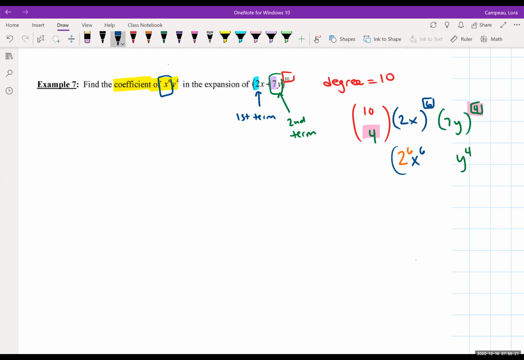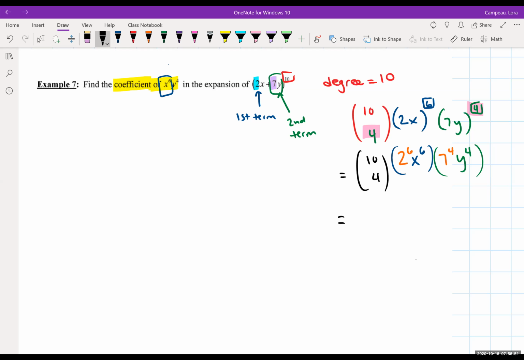That would get multiplied by, well, how do we get y to the 4th? We still have to get 7 to the 4th power. So that's the stuff we don't know about right away. We had to work backwards to figure out our powers. But now that we have that, it is purely a calculator part. So I'll just write another 10 choose 4 down right here, just in case.